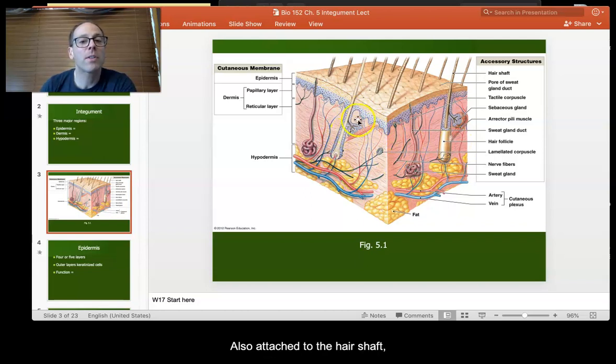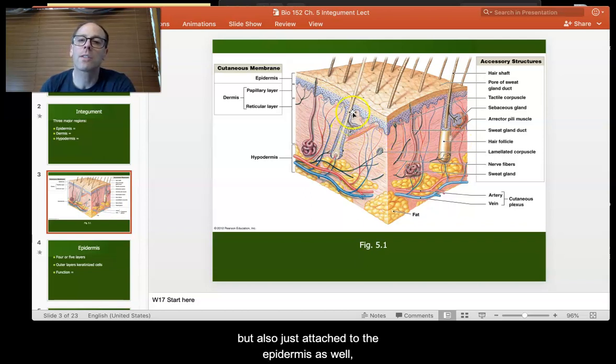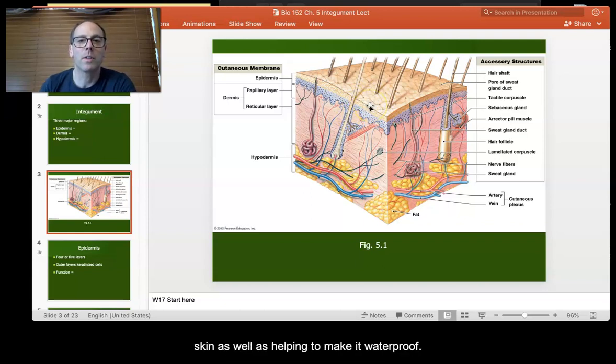Also attached here to the hair shaft, but also just attached to the epidermis as well, you have this kind of gland here. This is an oil gland or a sebaceous gland. So that creates oil, and in this case it's going to lubricate the hair shaft as it grows out. It's also going to produce oil that comes out on the surface of the skin, and that's going to be involved in conditioning the skin as well as helping to make it waterproof.